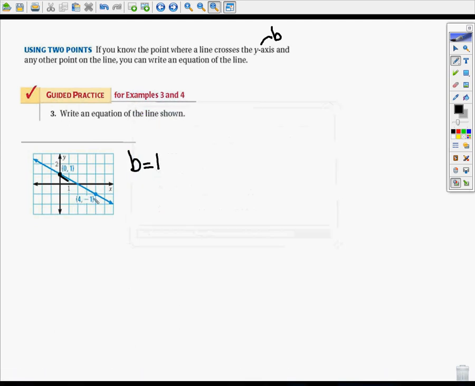And then my slope, if I'm given a graph to look at, then I just rise and run. I'm rising 2, and I'm running 1, 2, 3, 4, but I'm running to the left. So my slope is negative half. So now I'll just write y equals negative half x plus 1. And that's the equation of that line. So again, they gave me the y-intercept, they gave me another point. I used my y-intercept, and I found the slope of the line.